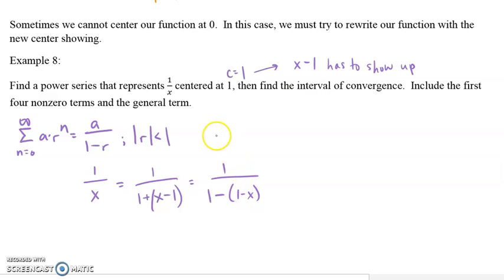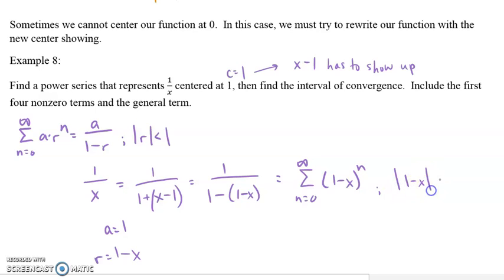As long as when we plug in x equals 1, we get a whole bunch of zeros, right? That's what it means to have it centered at x equals 1, is that everything goes away, except for the constant term. All right, cool. So that means that a equals 1 and r equals 1 minus x. Okay, so that means that we can rewrite 1 over x as the sum from n equals 0 to infinity of a times r raised to the n. All right, that's nice.